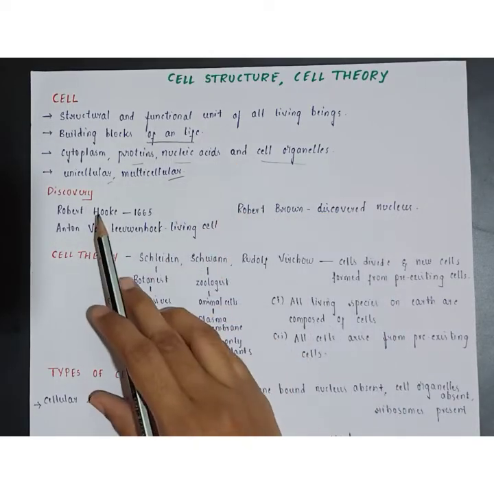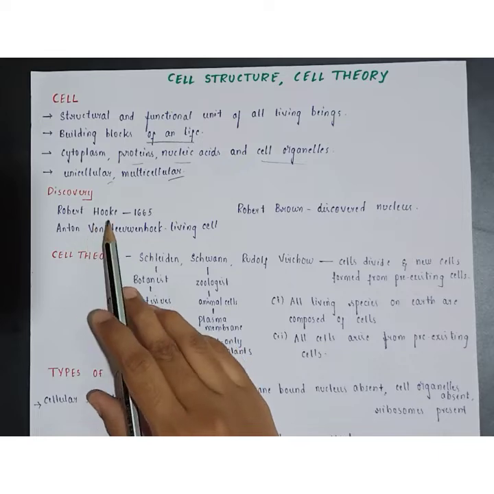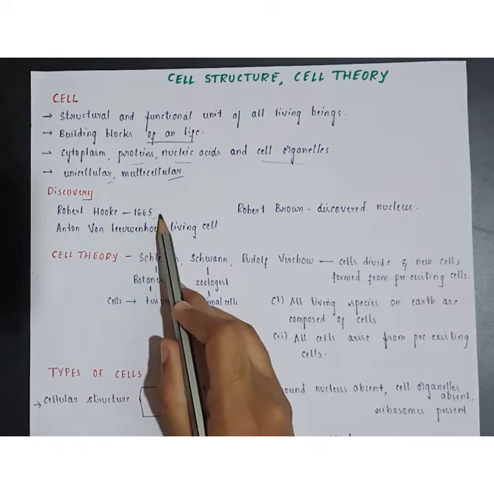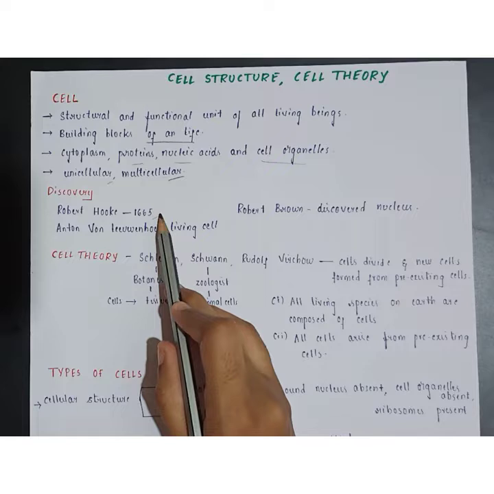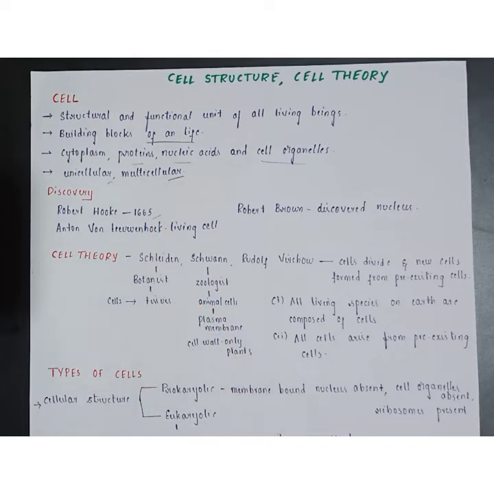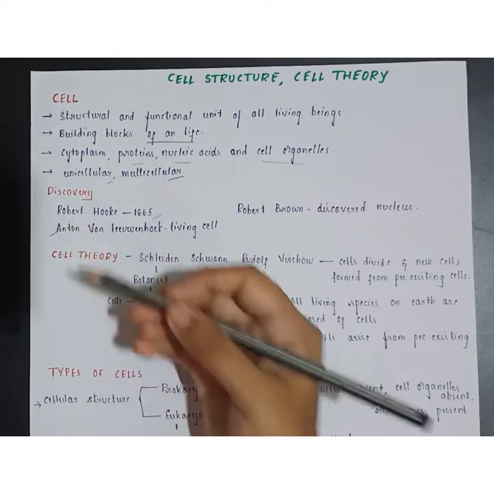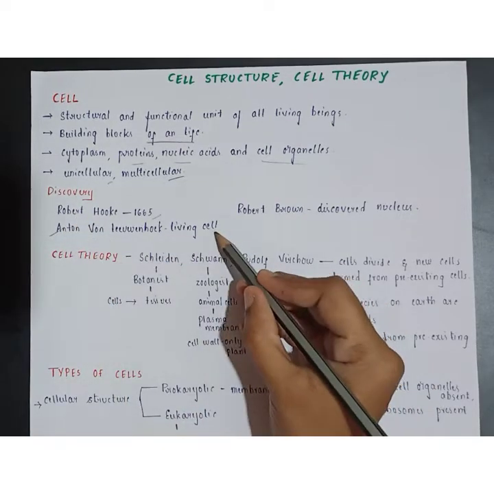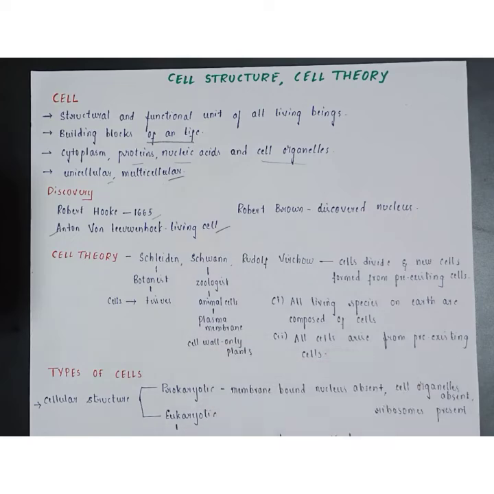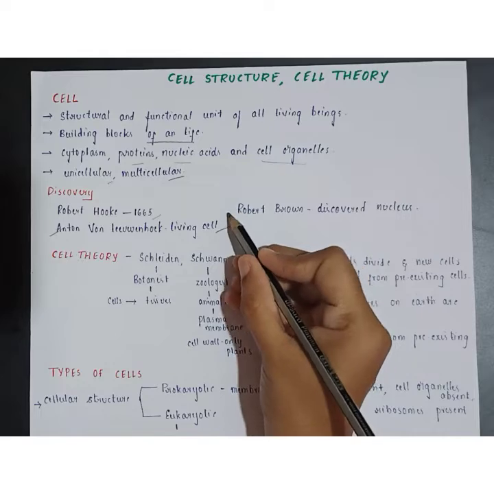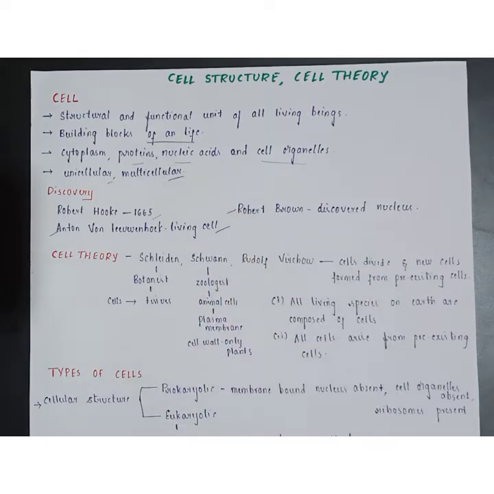So let us discuss the discovery. Robert Hooke in the year 1665 first observed the cell, but it was not a living cell. He observed a non-living cell, and later Anton van Leeuwenhoek, using his microscope, first observed living cells, and he named those living cells animalcules, which were later named bacteria. And Robert Brown was the first to discover the nucleus, using a compound microscope. So this is about the discovery of the cell.